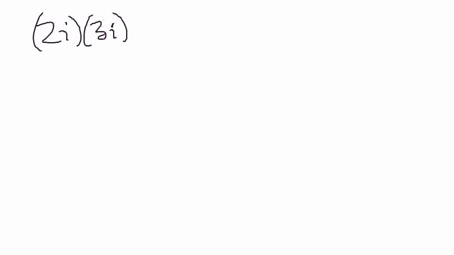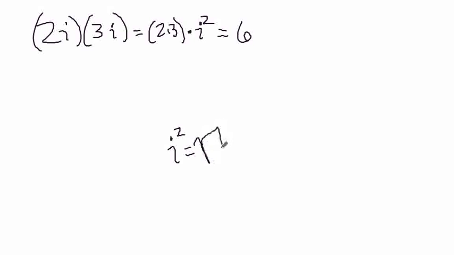Okay, and so what we can do is we can combine the 2 and the 3, multiply those together, and then multiply the i times itself. That'll give i squared. And so 2 times 3 is 6. i times itself, remember, that's the square root of minus 1 multiplied by the square root of minus 1, which is defined to be minus 1. Okay? And so this product gives minus 6.